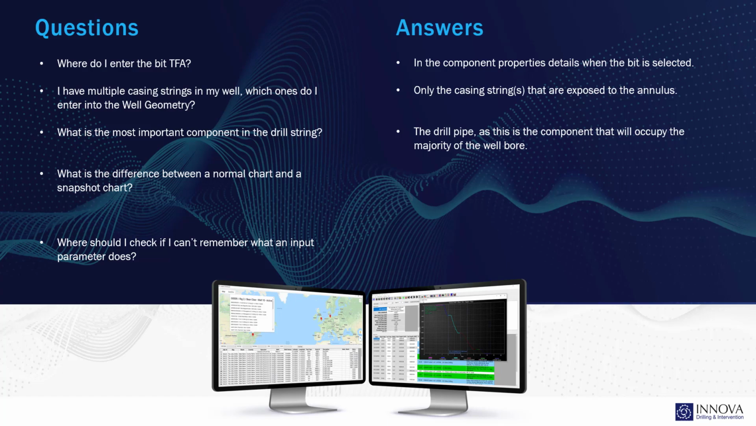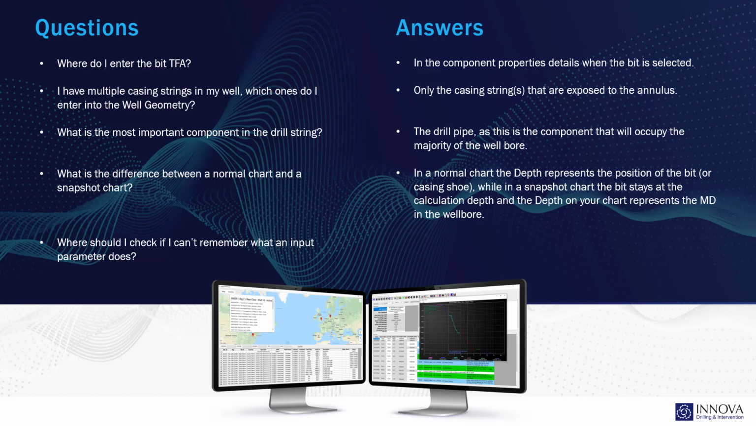Next, what is the difference between a normal chart and a snapshot chart? In a normal chart, the depth represents the position of the bit or the casing shoe if you are running casing. While in a snapshot chart, the bit stays at the calculation depth that we specified in the engineering parameters, and the depth on your chart represents the measured depth in the wellbore.